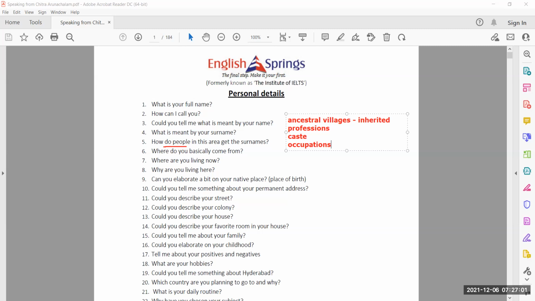And the next question is, where do you basically come from? If you are residing in a place, then you can talk about it. Or if you're there from your hometown, then you can speak about it. So where do you basically come from? You can just say, I come from so and so place. But if they ask you to talk about the native place, okay, this is very important. Definitely the examiner will ask you something about your native place, your hometown.